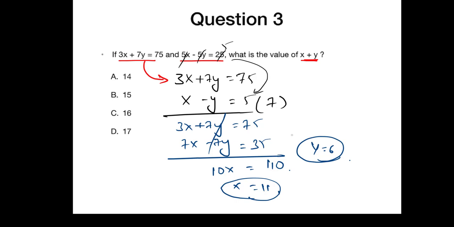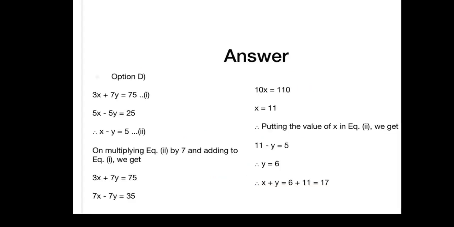So the question they asked is, x plus y is how much? So x plus y is going to be 11 plus 6, which is going to be 70. So the answer is D. Okay, this is how we're going to do it. Okay, you can also see the step-by-step process.